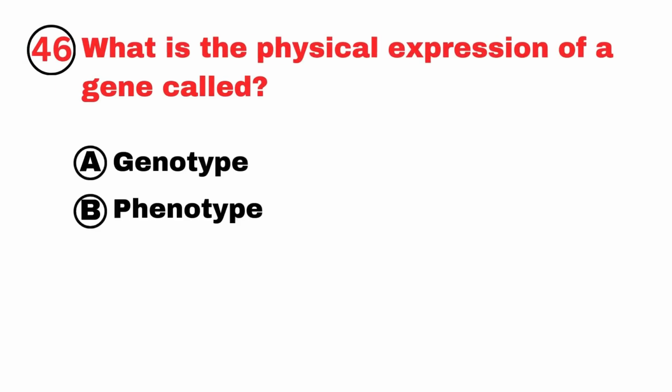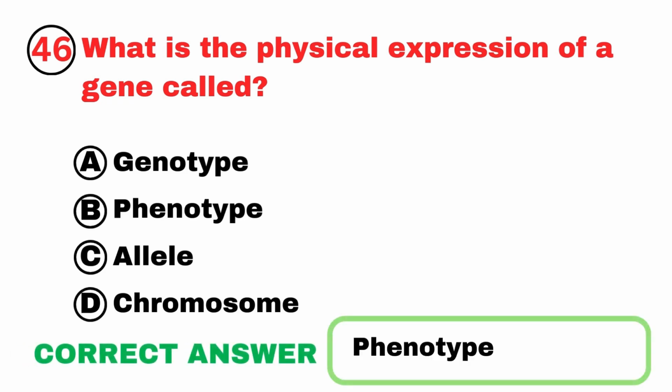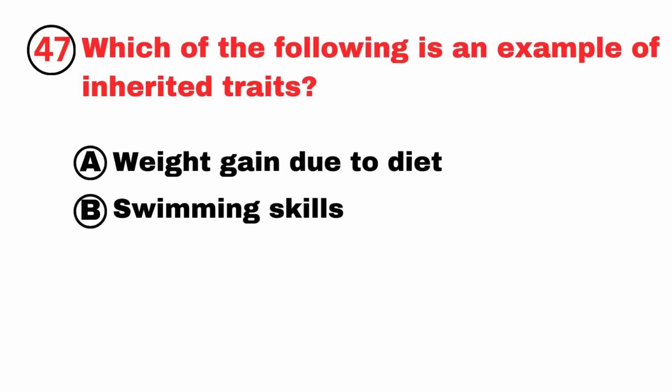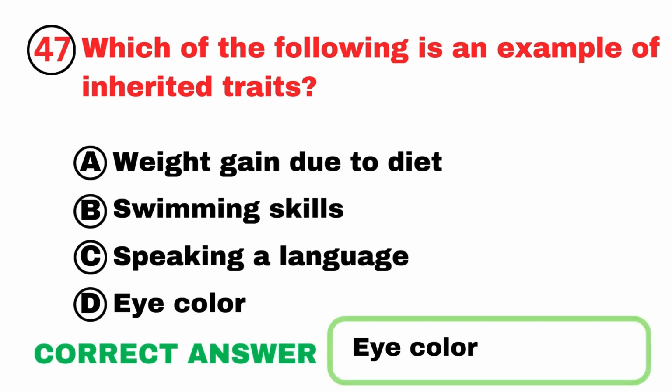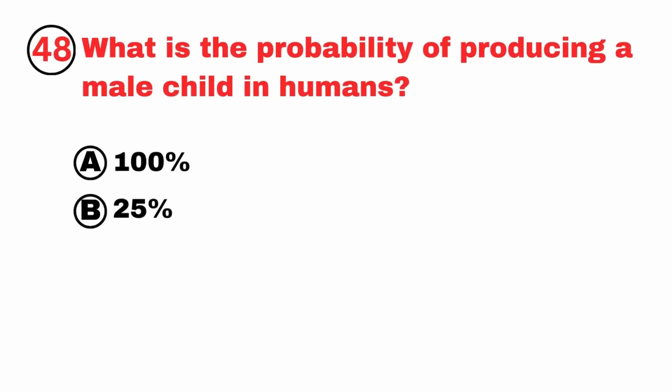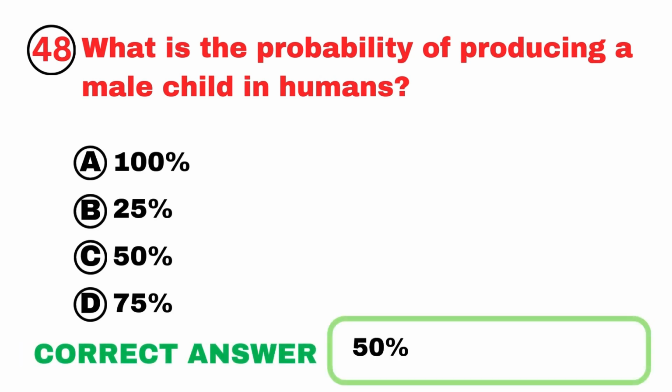What is the physical expression of a gene called? Phenotype. Which of the following is an example of inherited traits? Eye color. What is the probability of producing a male child in humans? 50%.